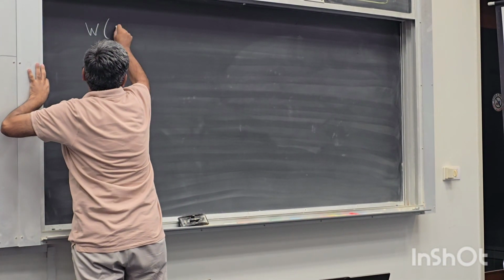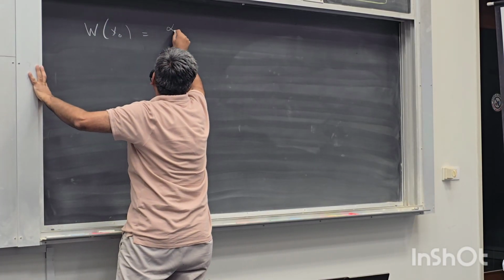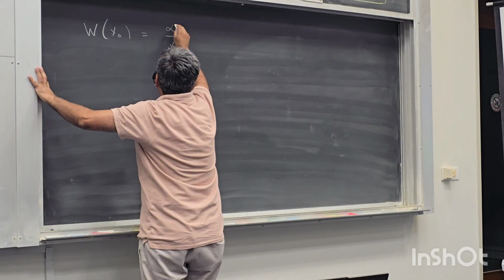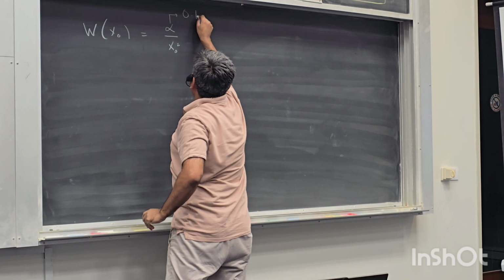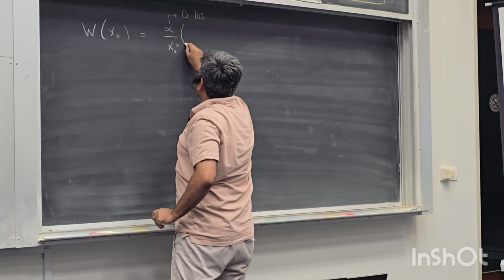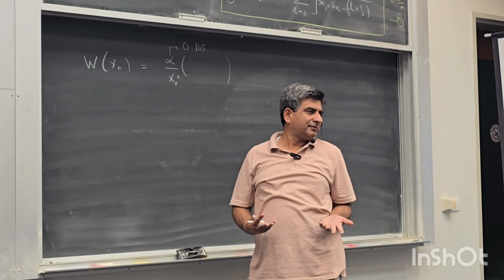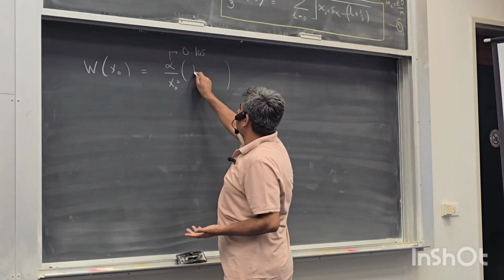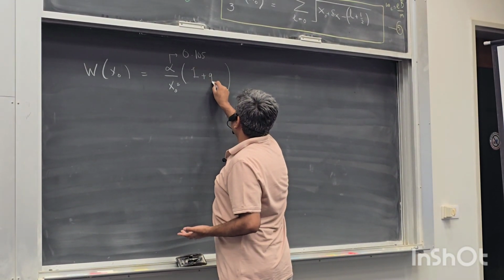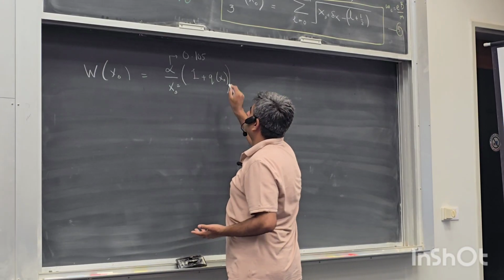So now, Wx naught is alpha over x naught square, where alpha is roughly 0.105, and on top of this there is some oscillatory function. So let's call that oscillatory function 1 plus some q as a function of x naught.